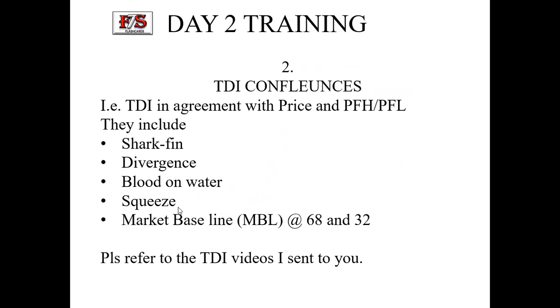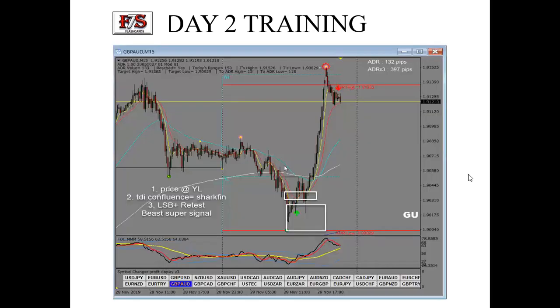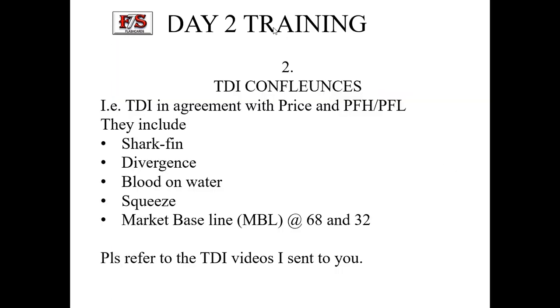So the TDI has 5 strategies of trading it, right? 5 methods of trading. Number 1 is shark fin, divergence, blood in the water, the squeeze, and market baseline at 68 and 32, right? Now let me explain for us. Let me go to the live chat and explain what the TDI means, what it is.